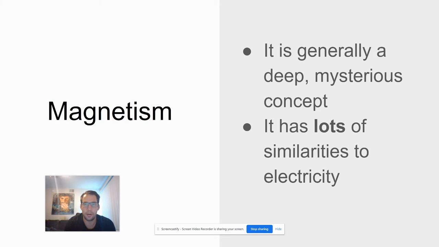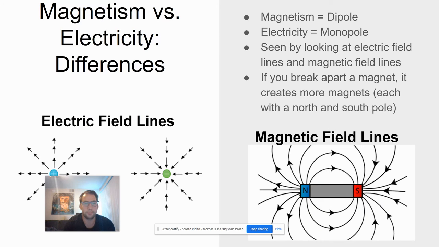So magnetism, how does this all relate to magnetism? Well, magnetism is honestly really complicated and it's a deep and mysterious concept, but it has a lot of similarities and relationships to electricity that we're going to talk about.